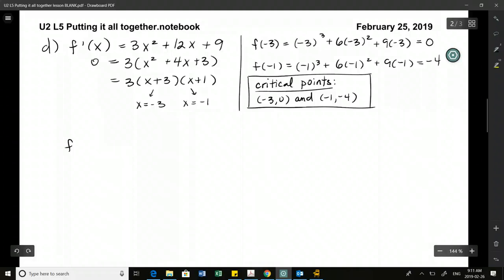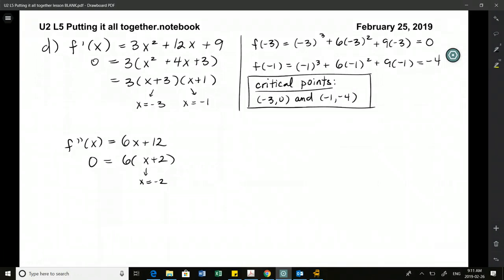So second derivative, here we go. I'm going to work off of this first line right here. So 6x plus 12. I'm interested in where that's equal to 0, as always, which should be negative 2. Okay, and then again, I just want to evaluate in the original function to get the xy coordinate of that point of inflection.